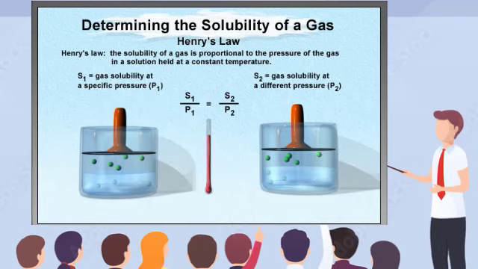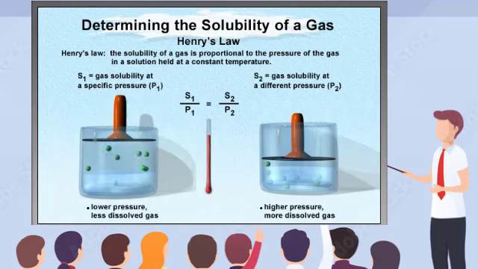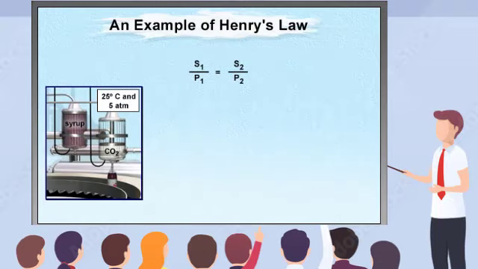Since the solubility of a gas is proportional to pressure, you should note that if pressure increases, the solubility of the gas increases, and if pressure decreases, the solubility of the gas decreases. Remember that the temperature must remain constant to use Henry's law. Consider a situation in which carbon dioxide is bottled at 25 degrees Celsius under 5 atmospheres of pressure, abbreviated as 5 atm. At this pressure, carbon dioxide gas has a solubility of 0.16 moles per kilogram of water.